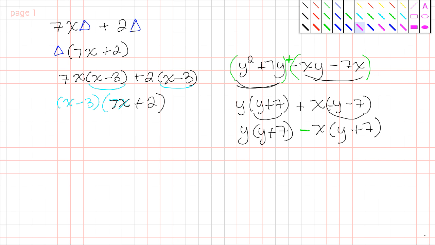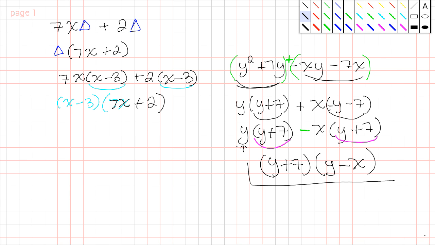Now these two terms are the same, so they are a common factor. If I factor that out, I have y plus 7 times y minus x. So I have factored my four-term polynomial. Now it's your turn to try.